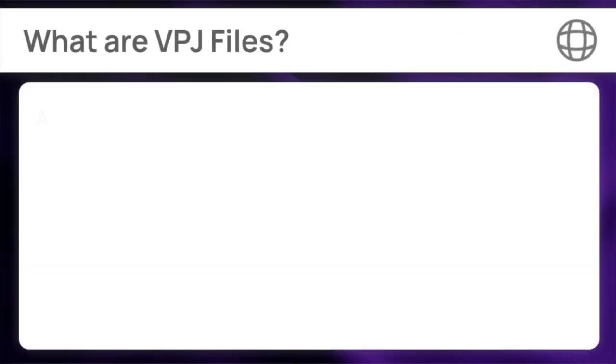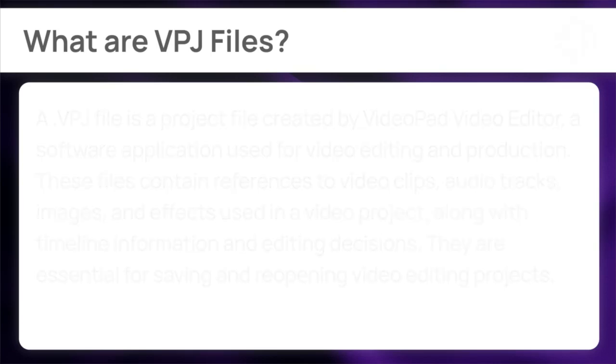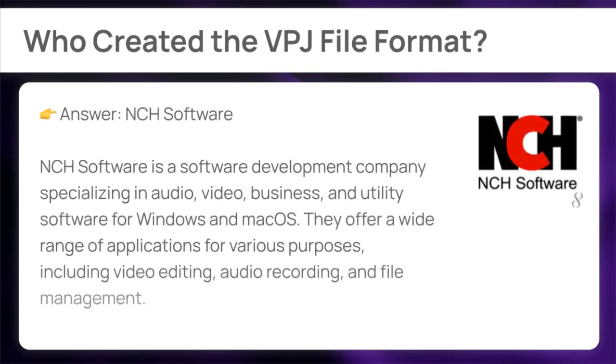A VPJ file is a project file created by VideoPad Video Editor, a software application used for video editing and production. These files contain references to video clips, audio tracks, images, and effects used in a video project, along with timeline information and editing decisions. They are essential for saving and reopening video editing projects.